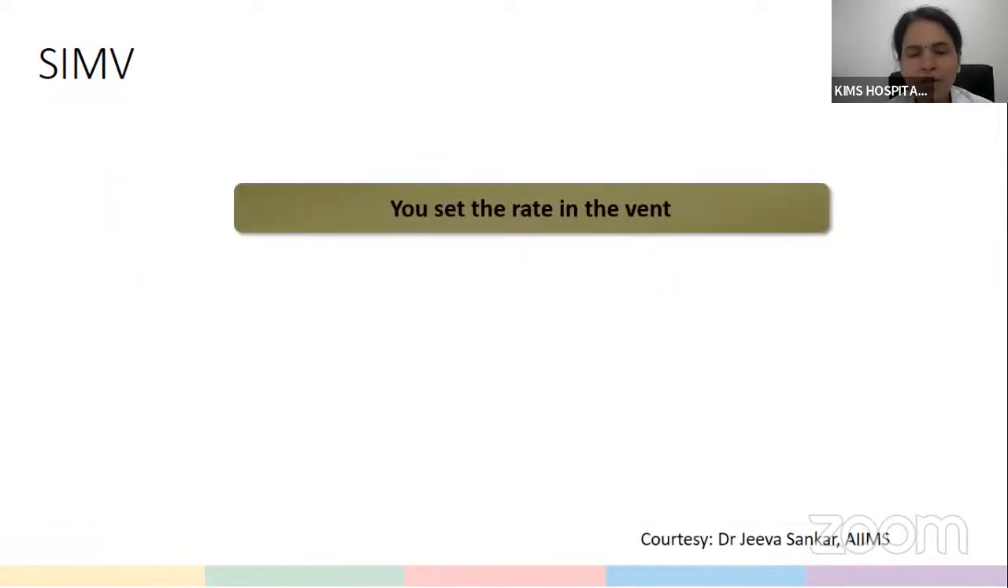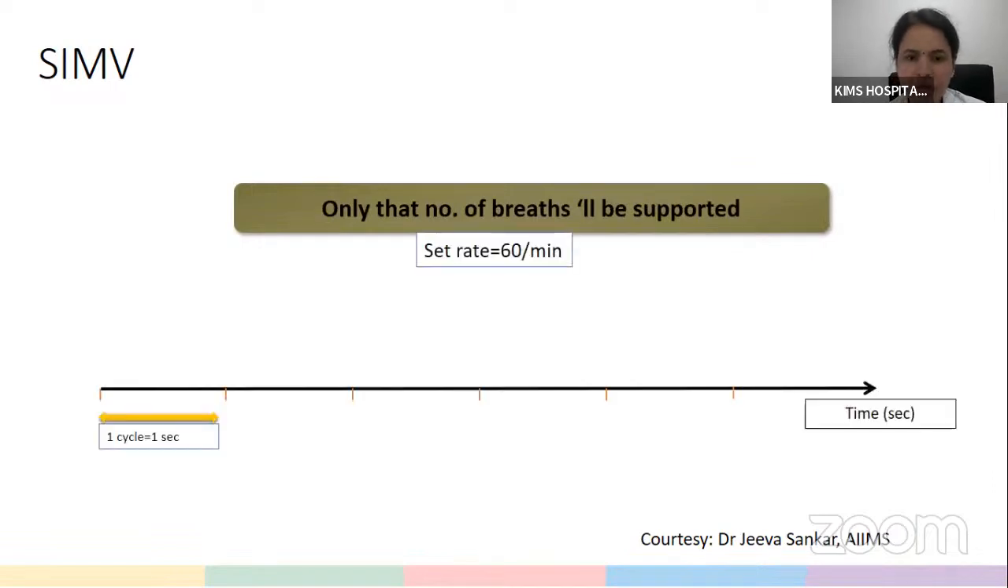So the algorithm with which SIMV works in most ventilators is like this. If you have set an SIMV rate in the ventilator, say, let us say we have set 60 breaths per minute, only that number of breaths will be supported by the ventilator. Now, if you have set 60 breaths per minute as SIMV rate, the ventilator typically divides this into two halves. Each breath is going to be 1 second, because 60 breaths divided by 60 seconds. So one breath will be 1 second.